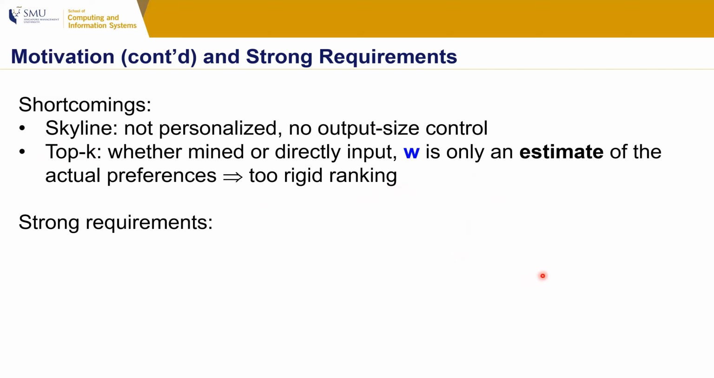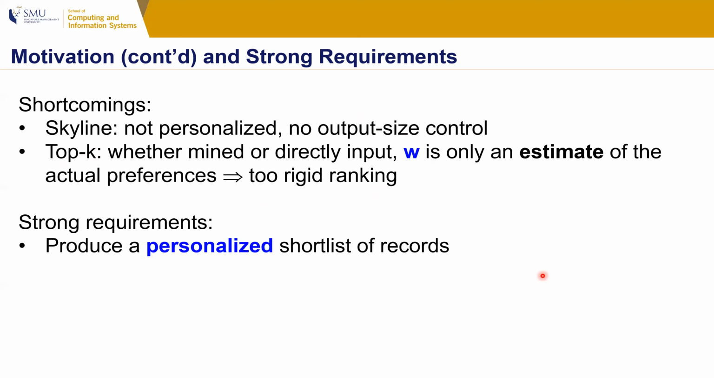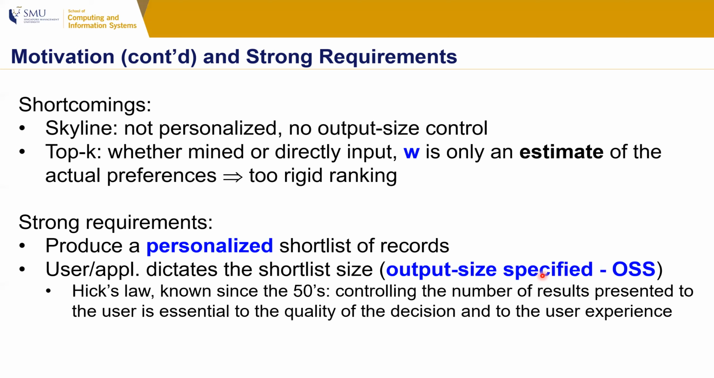So in this work, we have three strong requirements. First of all, we want to produce personalized results for our user. Second, we want the user or application to be able to dictate, to control, the number of the shortlisted records. We call this the output size specified operator, and we refer to it as OSS for short. It is based on a principle that has been known since the 50s, Hick's law, which suggests that controlling the number of results presented to the user is essential in order to effectively support her decision and to achieve a good user experience. And this has been the cornerstone in designing e-commerce applications. The third strong requirement is that the preference specification must be flexible, which juxtaposes with the rigid ranking offered by the standard top K query.